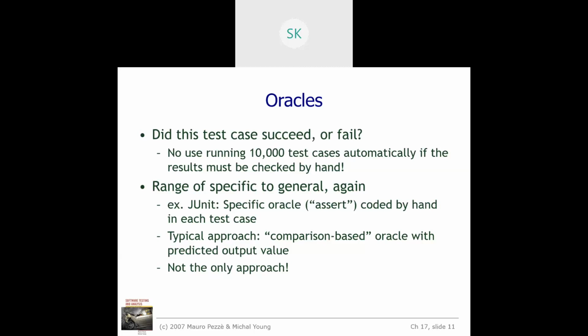Understanding it? See, one particular statement has been given. If you just see the first statement, the question and the sub point given for that particular question: Did this test case succeed or fail? One simple question. Any particular test case that you design, whether it has succeeded or failed. That is the question. No use running 10,000 test cases automatically if the result must be checked by hand.